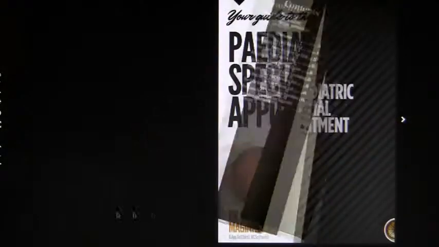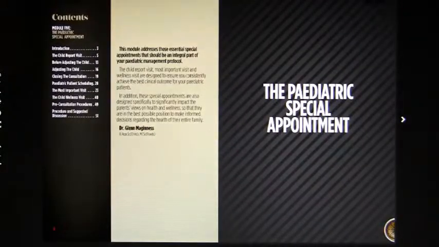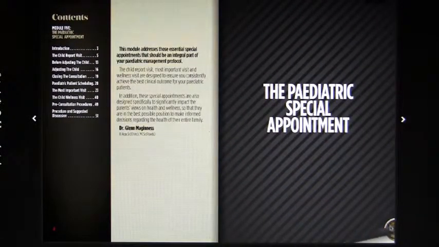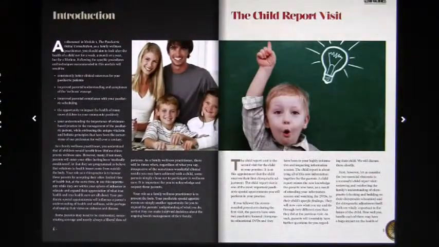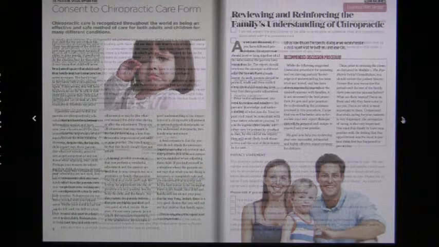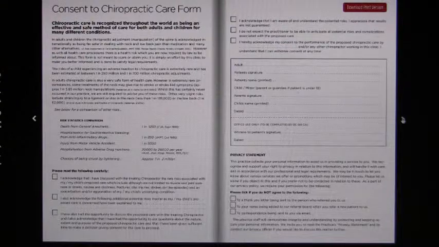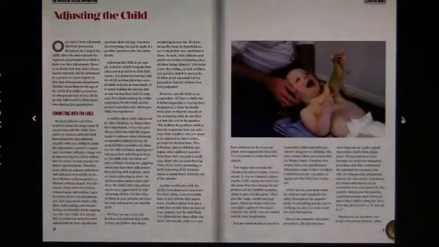The final module in this course, Module 5, the Pediatric Special Appointment, is again presented as an ebook, and it addresses those essential special appointments that should be an integral part of your pediatric management protocol. The child report visit, the most important visit, and the child wellness visit are designed to ensure you consistently achieve the best clinical outcome for your pediatric patients.